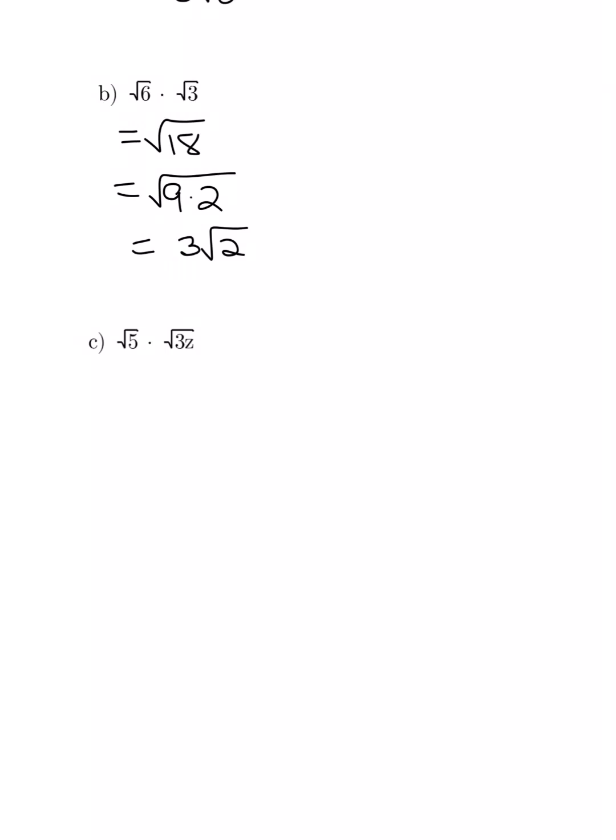Example C, the square root of 5 times the square root of 3z. Again, neither of those simplifies as they are, so we're just going to multiply. We're going to get the square root of 15z. Does 15 contain any squares as a factor? No. And z has a power of 1 on it. Can I take 1 divided by 2? No. So this is the simplified answer.